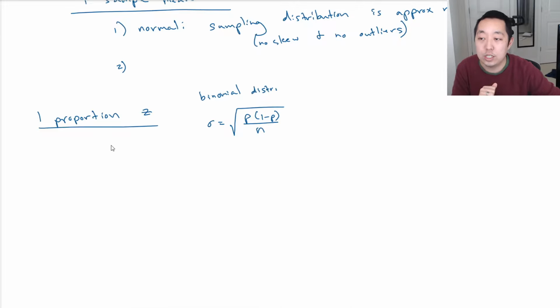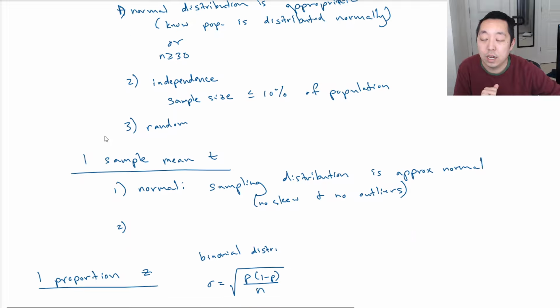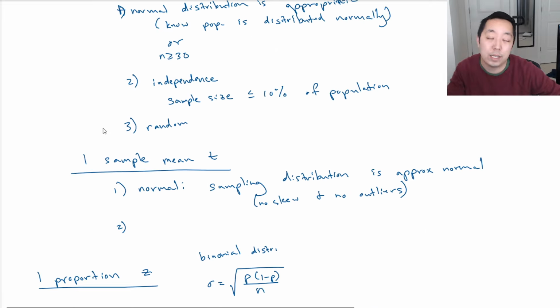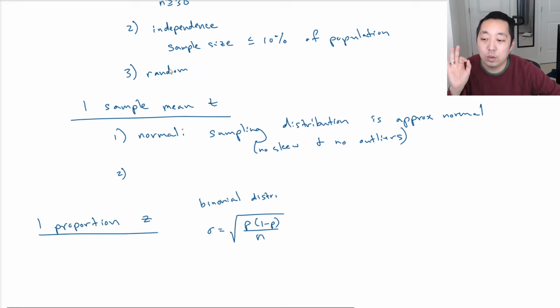Okay, what are the conditions that we're going to use? Once you know it's one proportion, you automatically use a z test. What about normality?